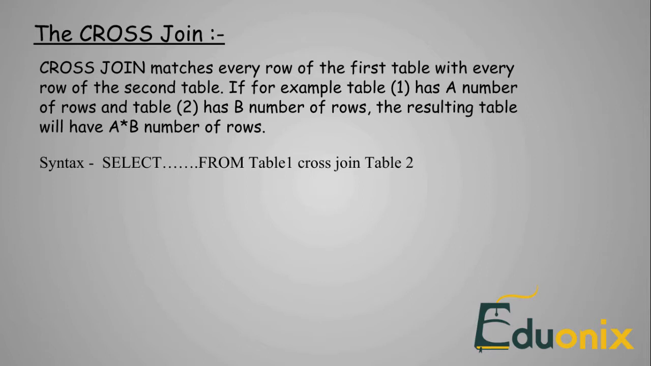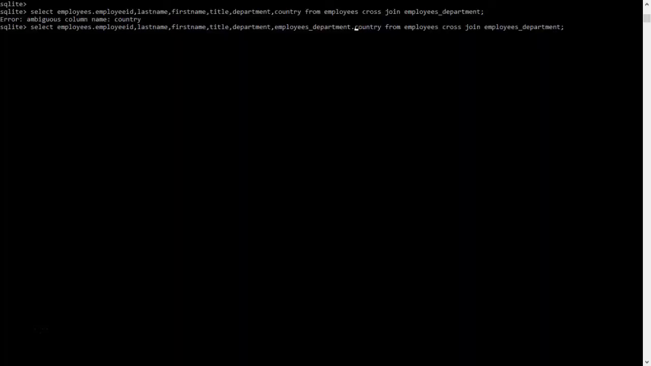Now let us see in the command prompt how to implement this cross join. In the command prompt, I intend to cross join two tables. One is employees and another is employees department, and I have performed a cross join on them. In the select statement, you have to mention the names of the columns that we intend to fetch.